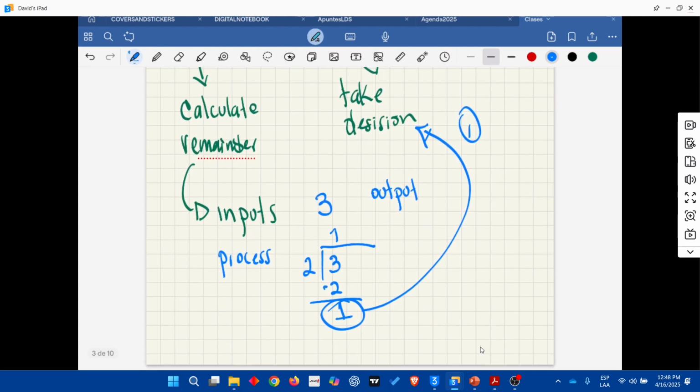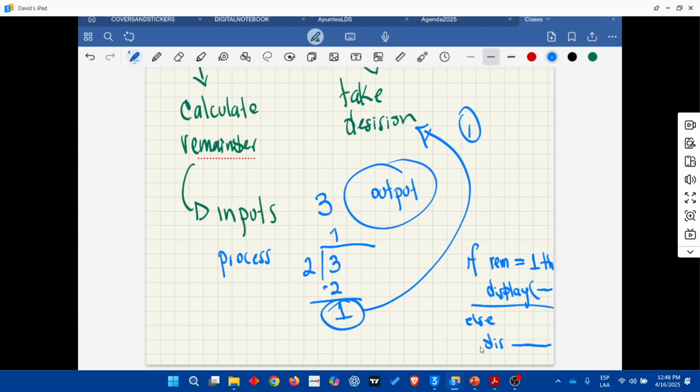How can we do that? With just a single question. If remainder is equal to 1, then we are going to display the number is odd, else display the number is even. So in this way, we are showing the output.